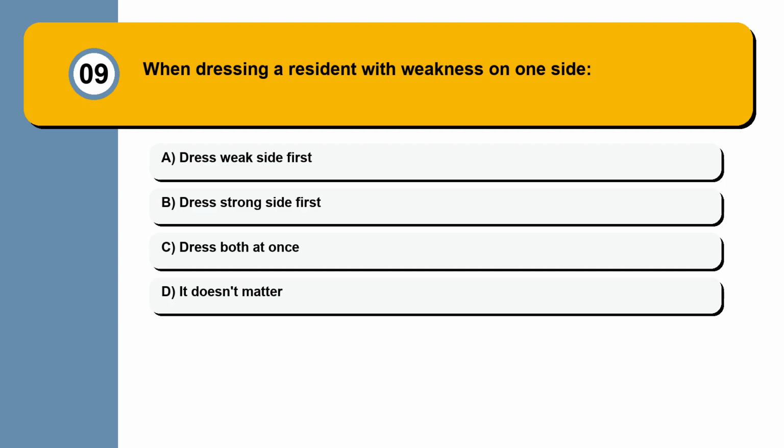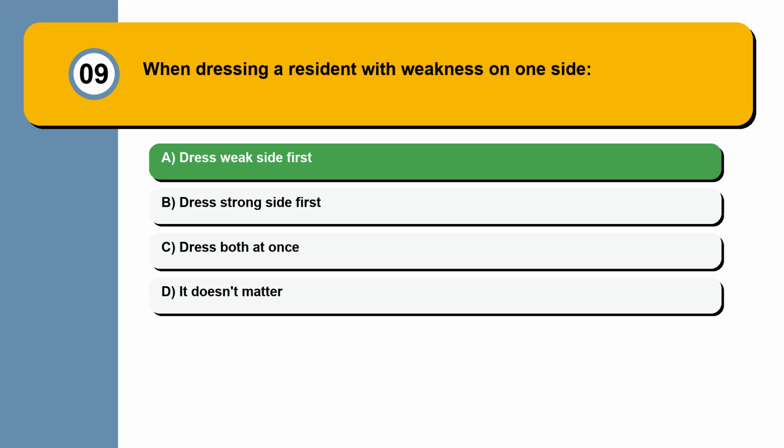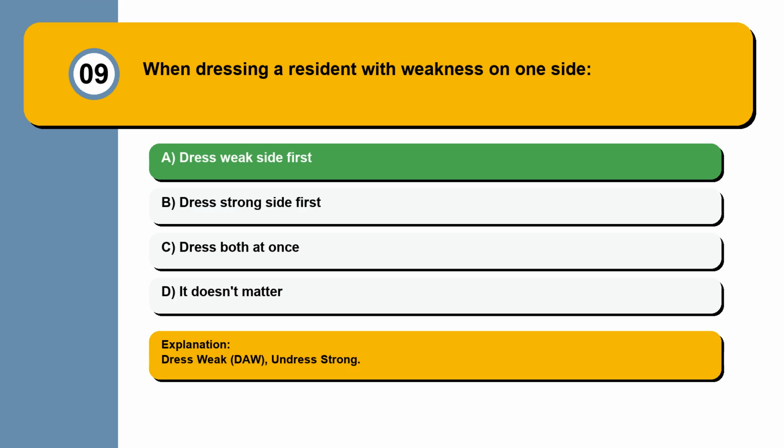Question 9. When dressing a resident with weakness on one side: dress weak side first, dress strong side first, dress both at once, it doesn't matter. Dress weak, undress strong.